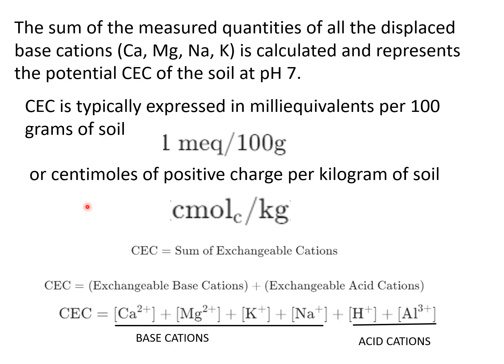It can also be expressed in centimoles of positive charge per kilogram of soil, which is the SI unit of CEC. So CEC represents exchangeable base cations plus exchangeable acid cations. Base cations: calcium, magnesium, potassium, sodium, and acid cations, namely hydrogen, aluminium, and even ammonium ions.